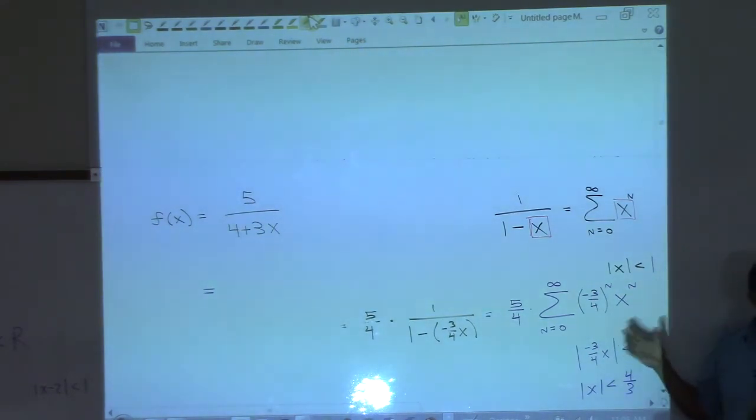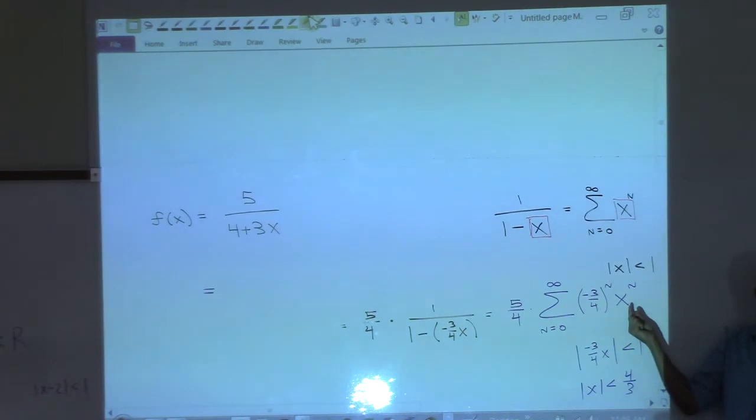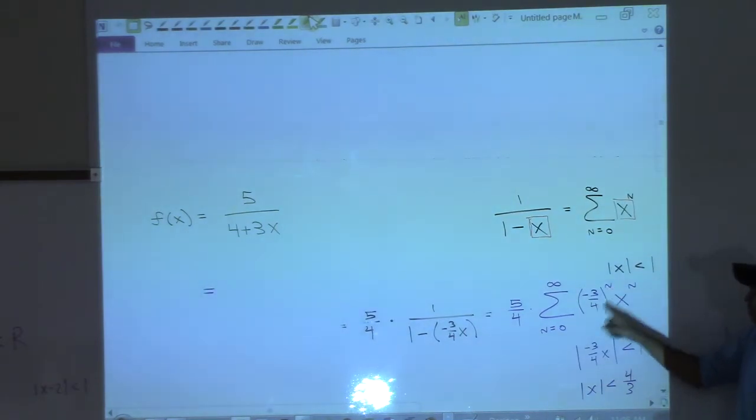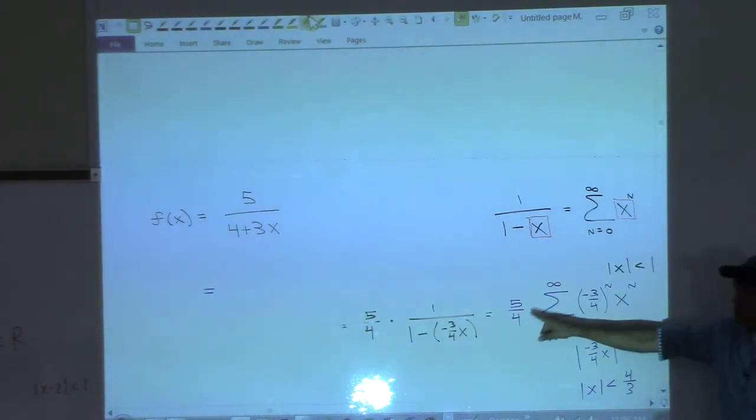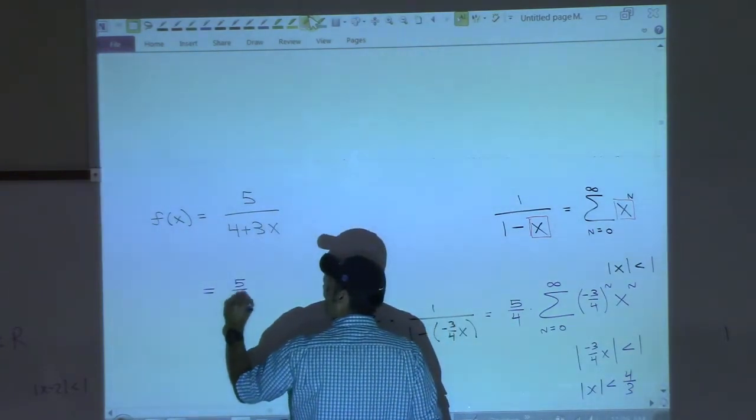And that just makes it look like a power series where you have c sub n in front and then x minus a to the n. Right? Yes? Okay, so now let's plug in n equals 0. If I plug in n equals 0, this is 1, this is 1, and then that's times 5/4. So the first term here should be 5/4, right?